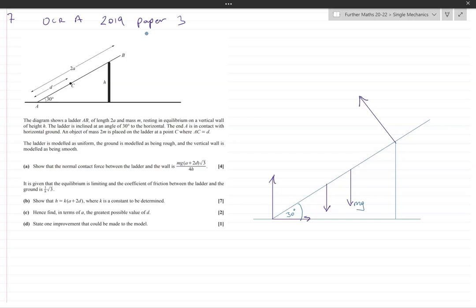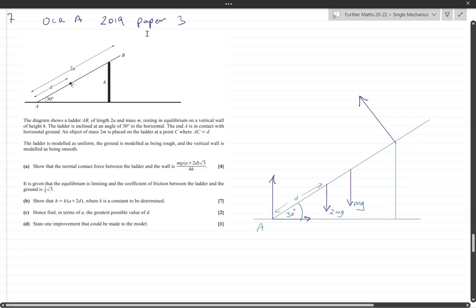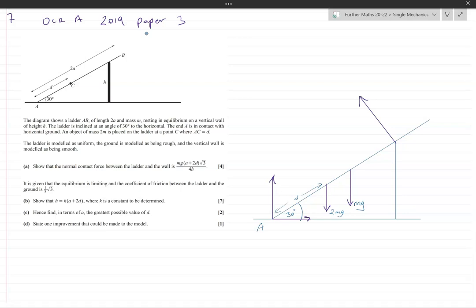And there's another weight placed at a point C, which is a distance d from the bottom of the ladder, which is on ground A, and the weight placed there is 2mg. We're told it's smooth somewhere in the question, between the ladder and the wall. And we're told that it's rough at this point here.